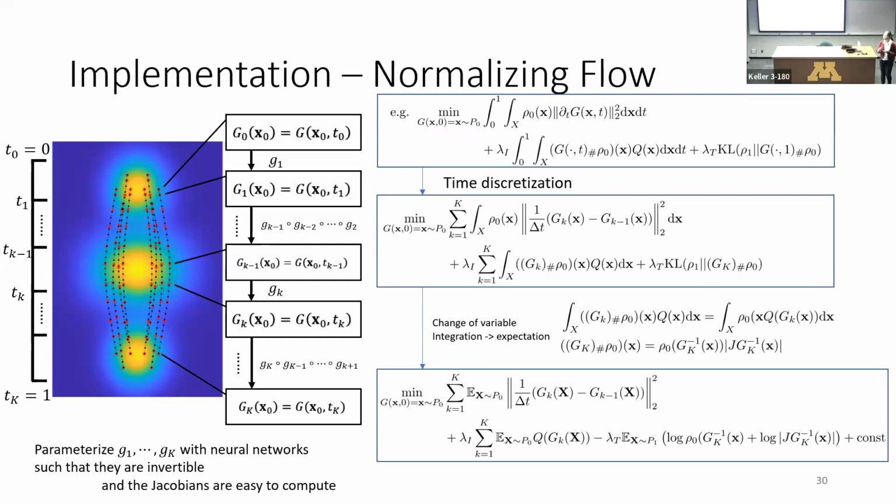So now we have the neural network, and we have the objective function. We can do backpropagation and stochastic optimization to solve this problem.